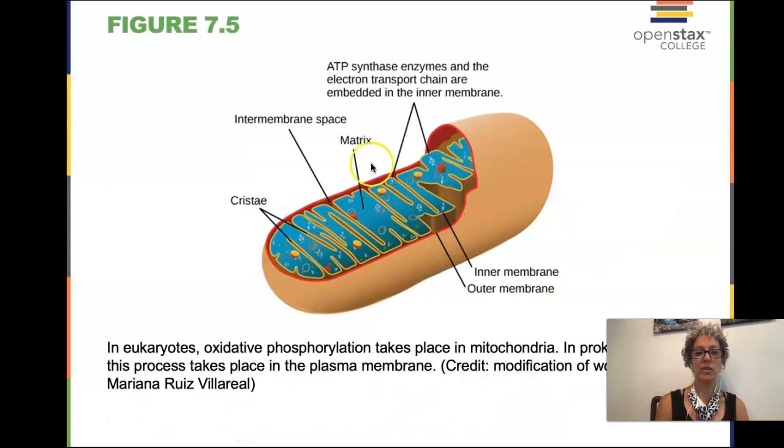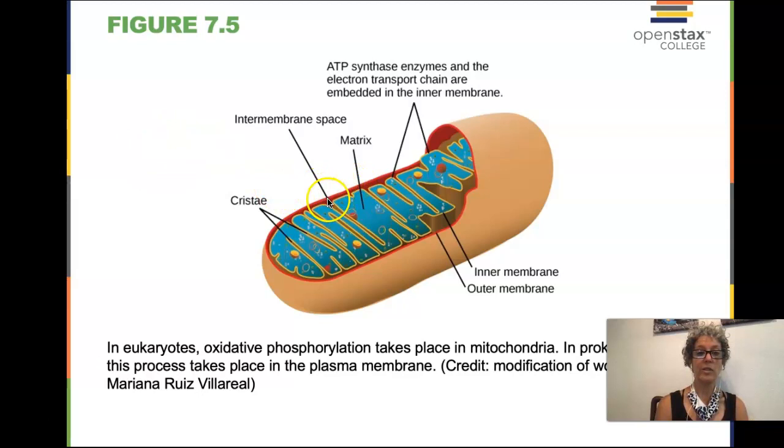The mitochondrion we saw in our cellular structure chapters. It is about the size of a bacterium. It does have two membranes. The outer membrane is smooth. The inner membrane has those folds. Those folds are called the cristae. The interior of the mitochondrion is called the matrix. That's the fluid inside the mitochondrion that is analogous to the cytoplasm of the cell.